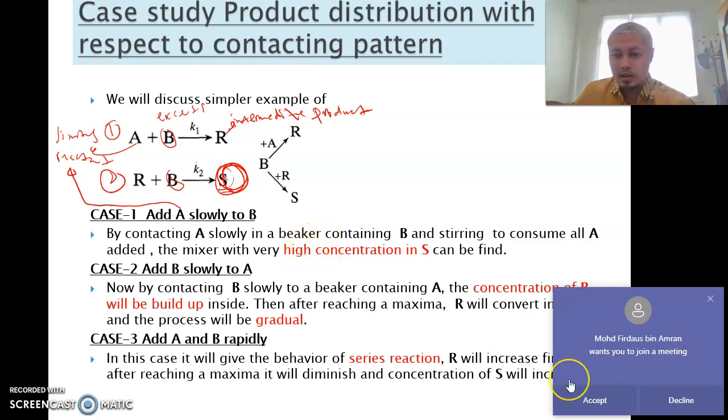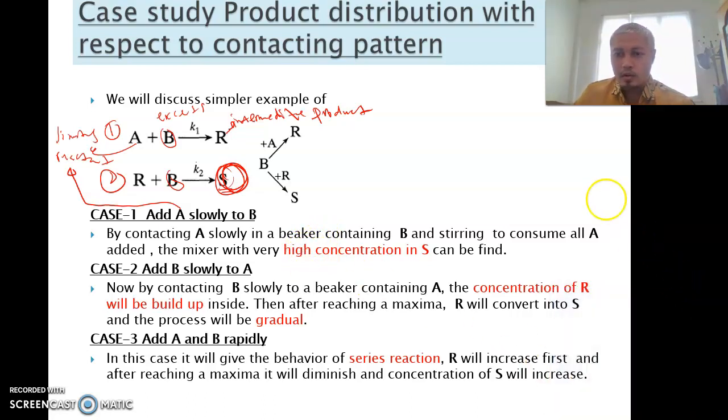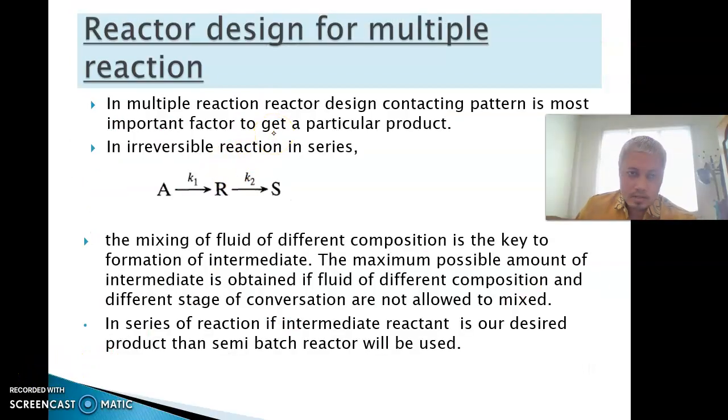because we need to consider the time consumed, and how to optimize the process if time is very limited. Okay, so that's why contacting pattern is very important in designing a reactor. This is for multiple reaction. In multiple reaction reactor design, contacting pattern is the most important factor to get a particular product.